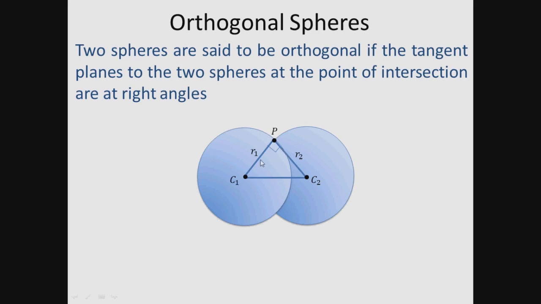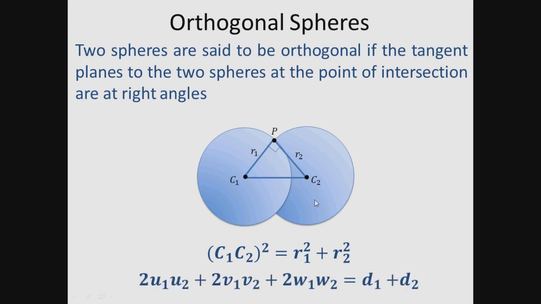The line joining point P with the center of the first sphere will be the normal to the tangent plane for the first sphere, and the same thing, PC2 will be the normal to the tangent plane for the second sphere. So if we consider the triangle C1PC2, this will be a right angle triangle, and if we use the Pythagoras theorem for it, then C1C2 square is nothing but R1 square plus R2 square. If we use the general equation of sphere, then we get the condition in terms of u, v, w and d, that is 2u1u2 plus 2v1v2 plus 2w1w2 is equal to d1 plus d2.